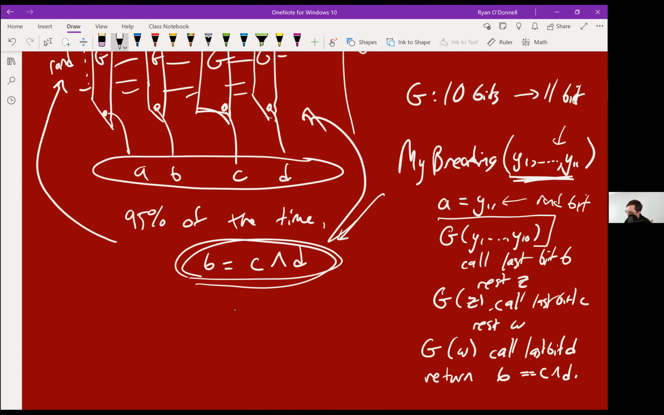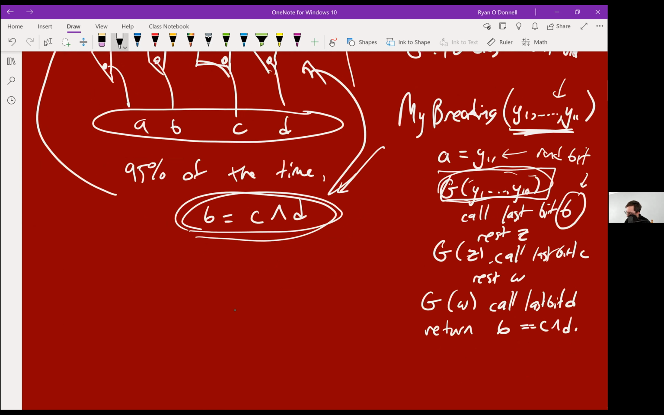Then we call G on y1 through y10, and we get back B. Now these were truly random, but B is not necessarily random. B is the last bit of this pseudorandom generator applied to 10 random bits. So if B were truly random, then you'd be in good shape because you'd say this is a 50-50 bit. But it's actually a bit more subtle because you don't know if this is 50-50 or not.